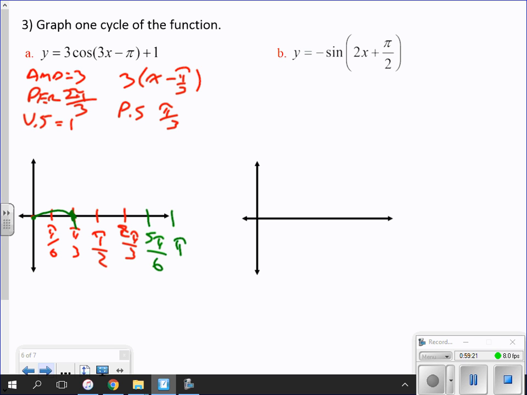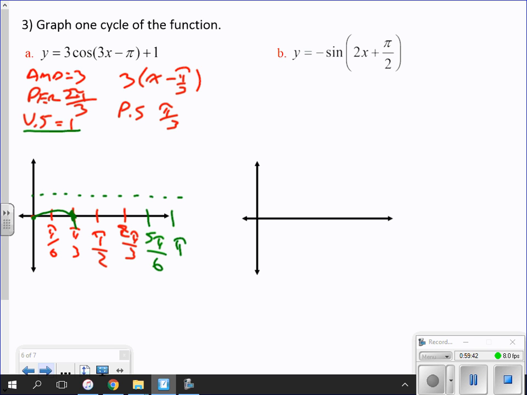Our amplitude normally would go from -3 to 3, right? But what do we have for a vertical shift? Our vertical shift is 1, so instead of being centered on the x-axis, we're now centered on the line y equals 1, because that's what our vertical shift does. It lifts the whole thing up 1.